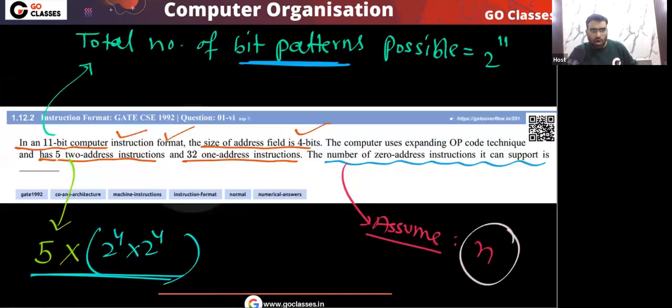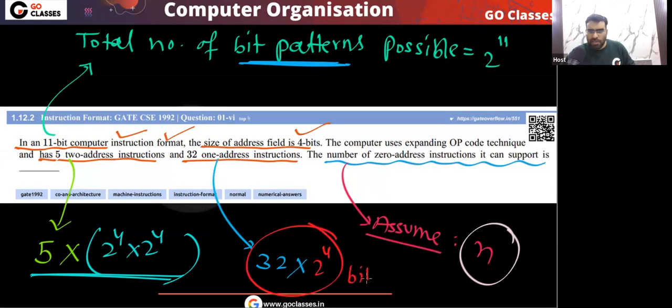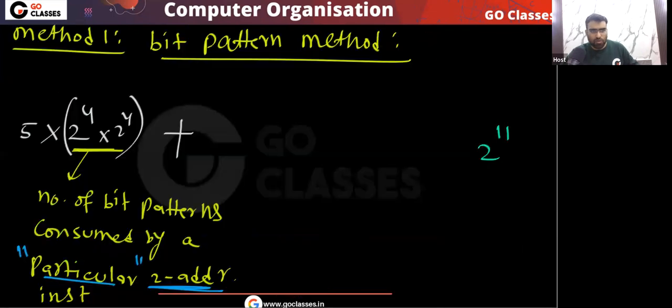Plus what to do? How many bit patterns will be consumed by 1-address instructions? In total, these many 1-address instructions we have, and every 1-address instruction will consume these many bit patterns. Yes or no? So I can say 32 multiplied by 2 power 4, plus what to do?